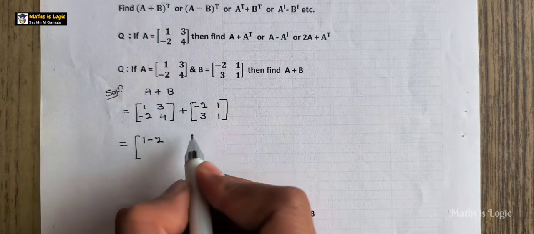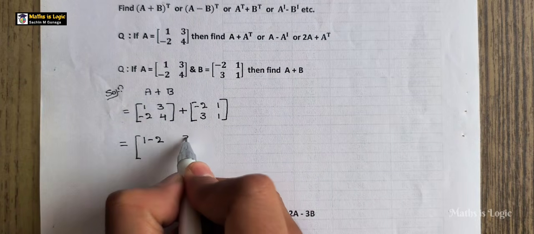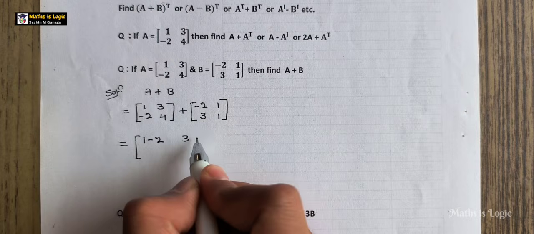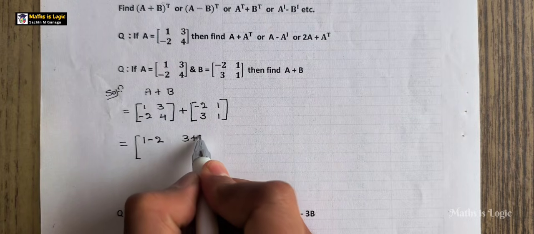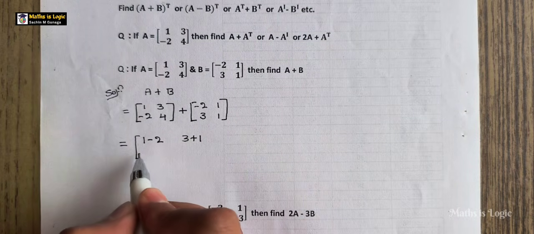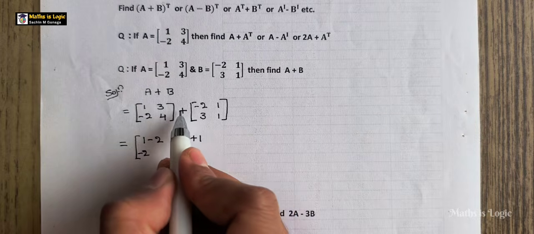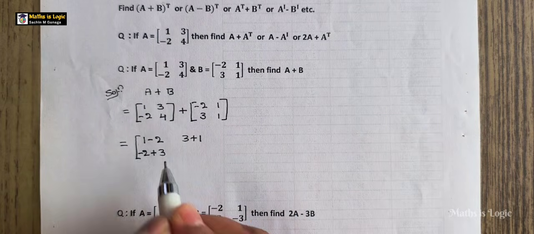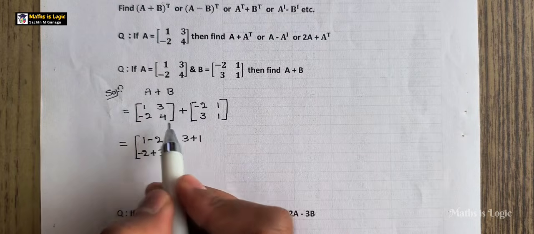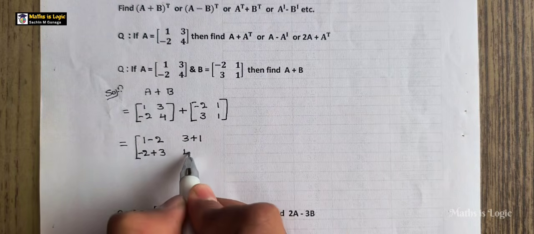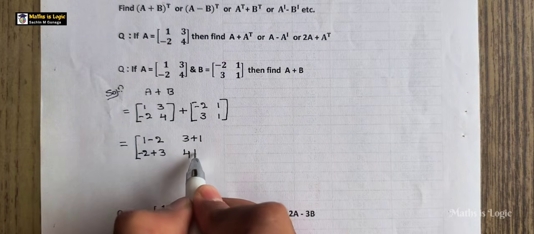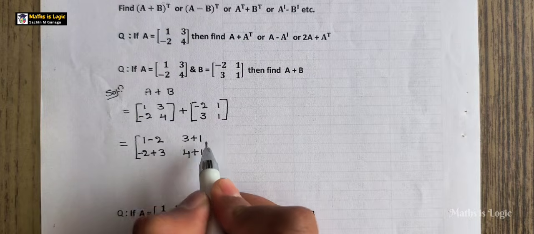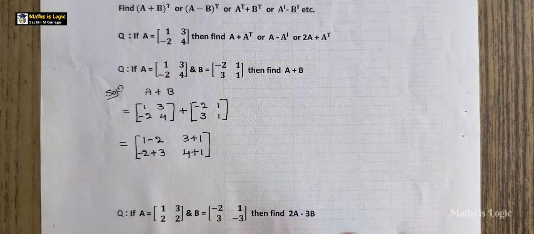Next, go with the second with the second. The second element is 3. Plus into plus is plus. Next number is 1. Next, minus 2 is the third element. Plus into plus is plus. Next number 3, keep it as it is. Next, fourth with the fourth element, 4, plus into plus is plus. Next number is 1. Close the bracket.